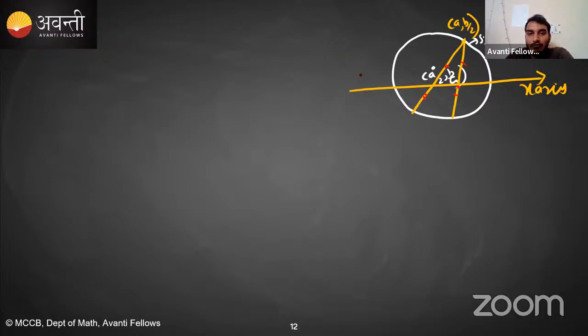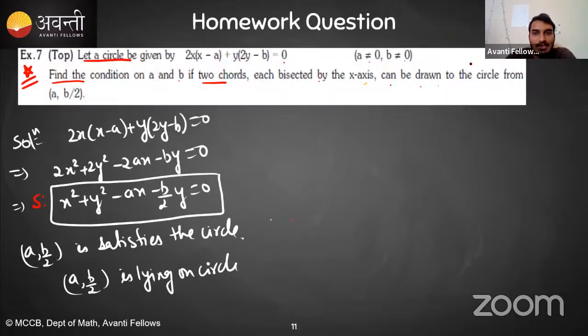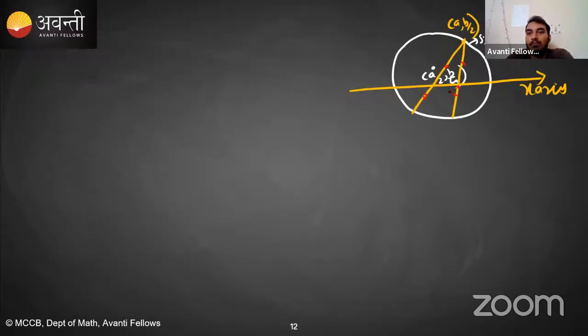So now we have to find the condition on a and b such that this situation is possible. That is the question. Clear, everyone? Tell me quickly in the chat box how many of you understood this question. Clear? Question is clear? Okay, very good, JNV Davangri, very good.